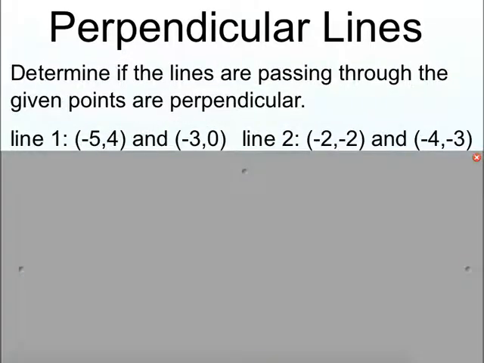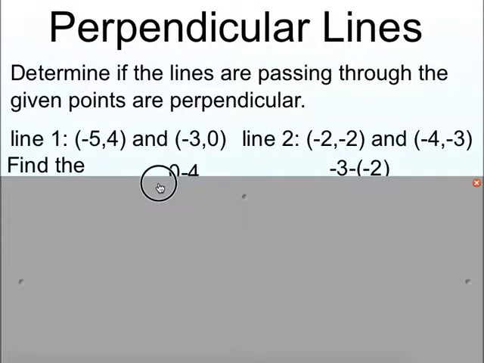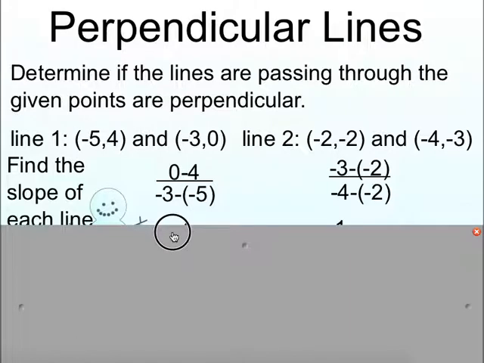So we need to determine if the lines that would pass through these points would be perpendicular. So line 1 has points of negative 5, 4, and negative 3, 0. Line 2 has points of negative 2, negative 2, and negative 4, negative 3. So we find the slope of each line, which means we're going to use this formula that we've used before to find slope, y2 minus y1 over x2 minus x1.